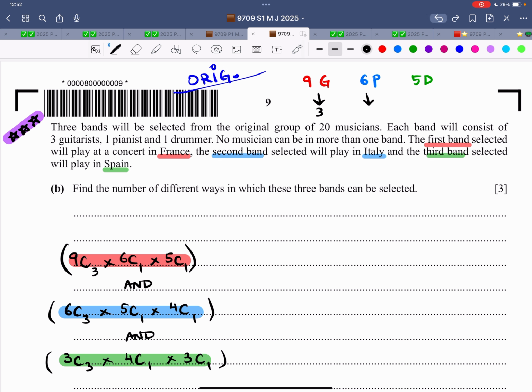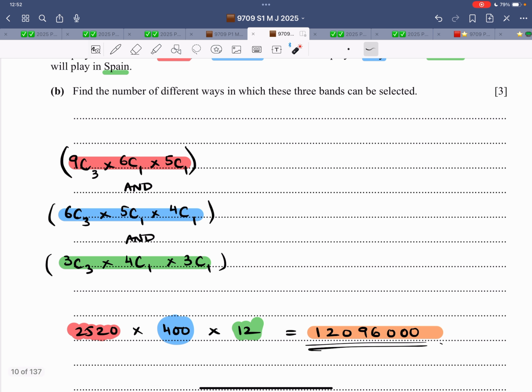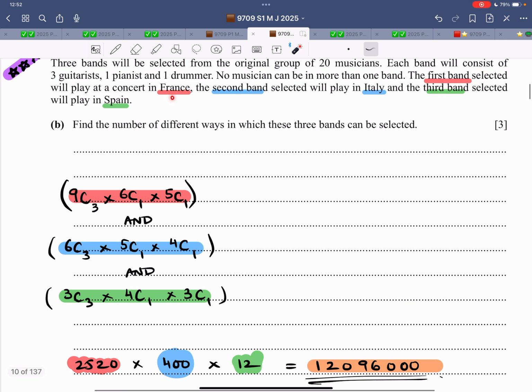3, 1, 1, not 3, 3, 1. This is 3, 1, and 1. All good? So now when we talk about the first country, that is France. So let me write over here, that is the band playing in France.